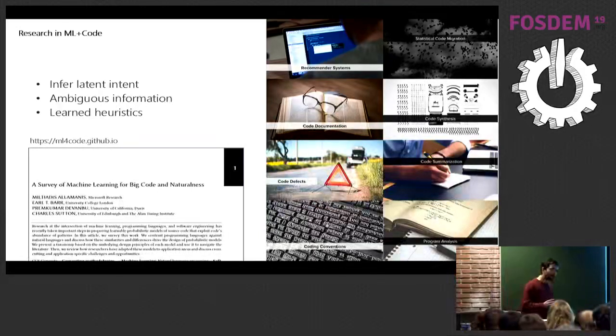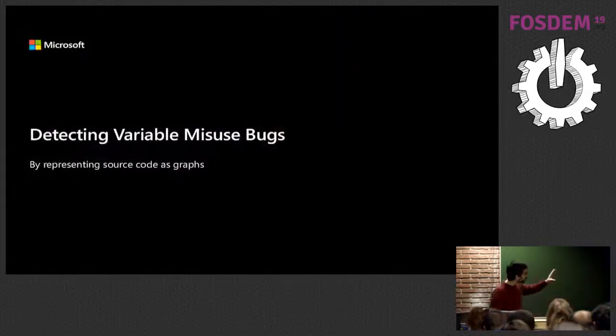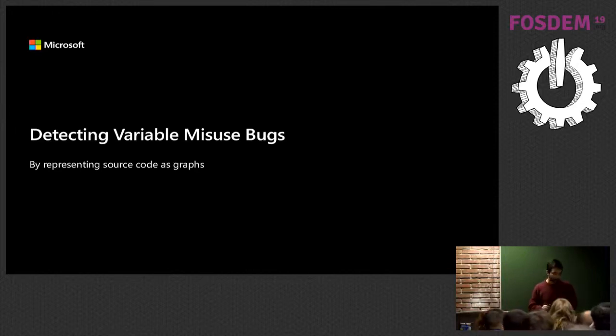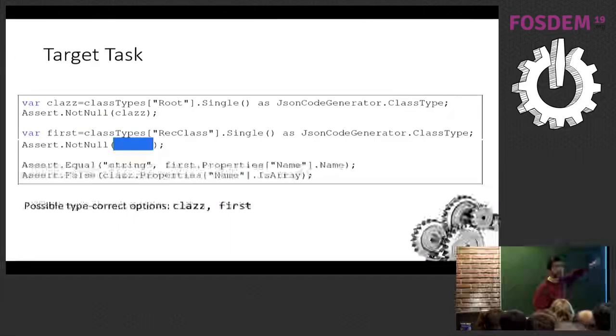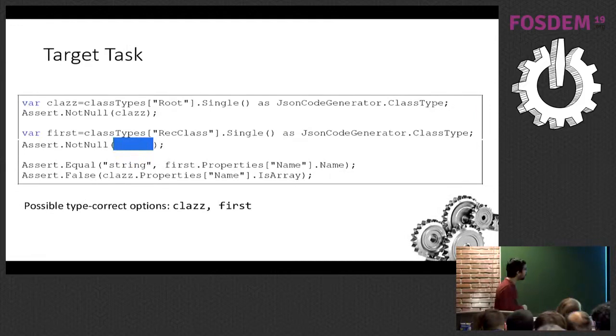So I want to spend the next maybe 15 to 20 minutes going deeper into one specific work we had in Microsoft Research, which is called detecting variable misuse bugs. The high-level idea is the following. Let's take this snippet. This is from an open source database system in C#. And what I'm going to do, and this is the same game I'm going to play with my machine learning algorithm, is I'm going to blank out this variable usage here.